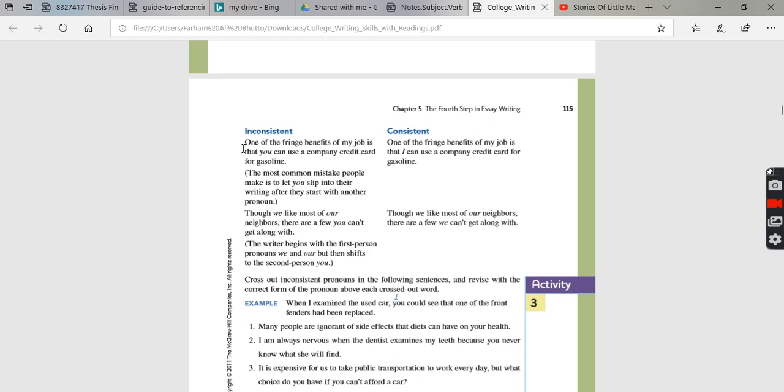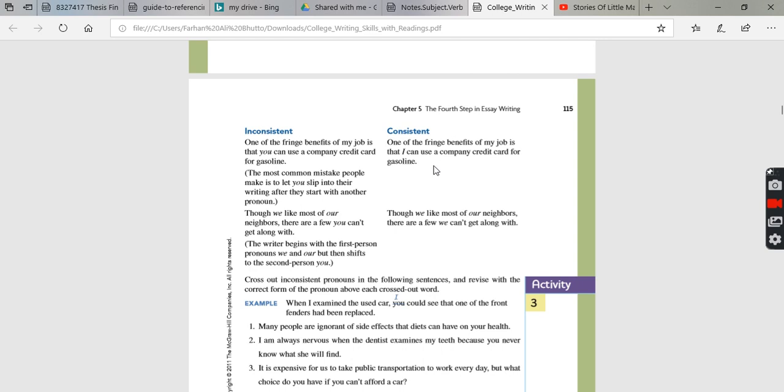First sentence is, one of the fringe benefits of my job is that you can use a company credit card for gasoline. Now see your pronouns. One of the fringe benefits of my job is that you can use, if it is my job, how can you use company credit card? So the most common mistake people make is to let you slip into their writing after they start with another pronoun. So consistent would be, one of the fringe benefits of my job is that I can use a company credit card for gasoline.